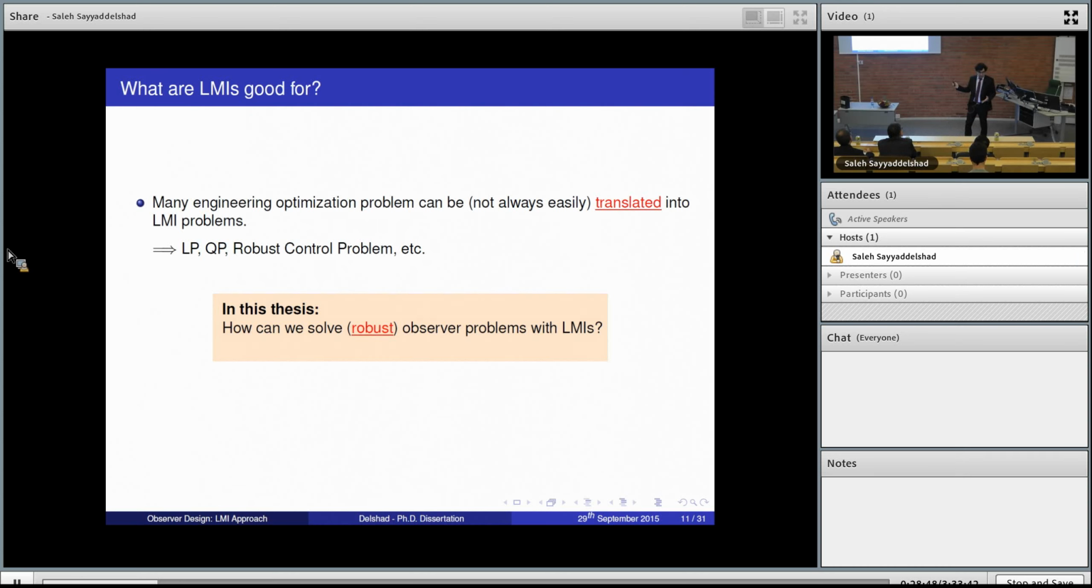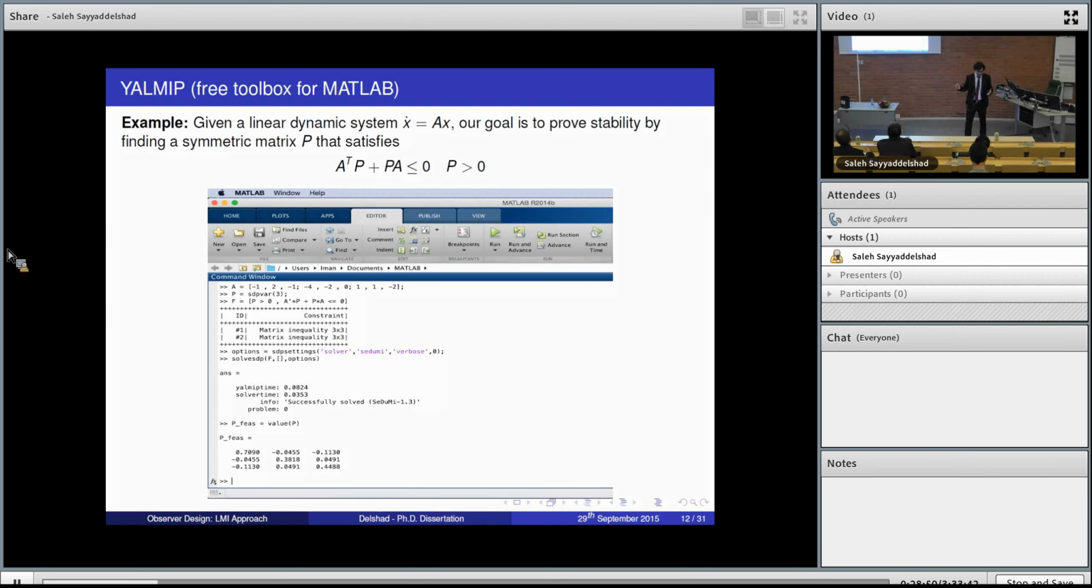So let's take a look at this Lyapunov inequality. We have two constraints here. Our point is how to find a P satisfying both inequalities.